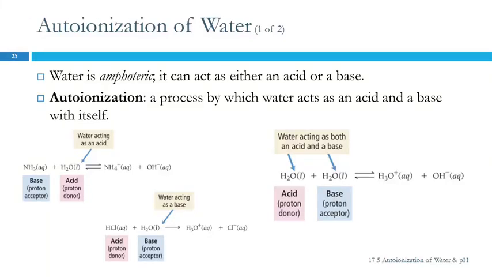So we just learned the word amphoteric, right? Water is amphoteric. It can act as an acid or a base. It can accept a proton or donate a proton. Autoionization is the process by which water can do this. So autoionization, it's ionizing with itself.